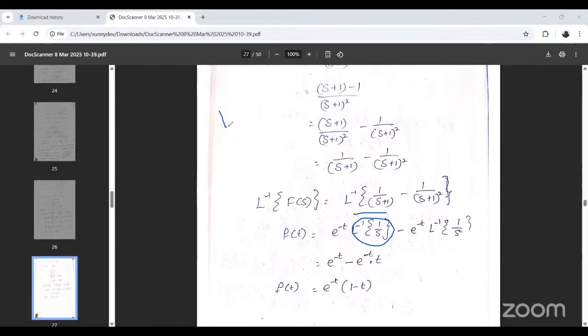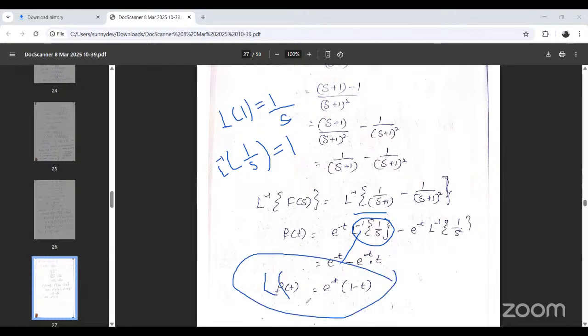The Laplace transformation of 1 equals 1 by s. Similarly, the inverse Laplace transformation of 1 by s becomes 1. So here it becomes e power of minus t into 1 minus e power of minus t into t. So this is the answer. If we find the Laplace transformation of f of t, again we get the same answer.